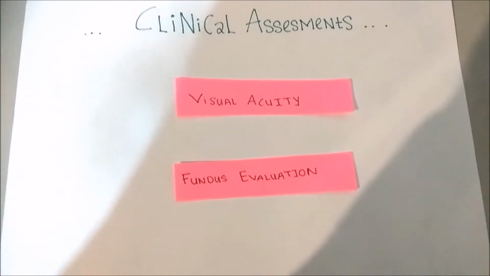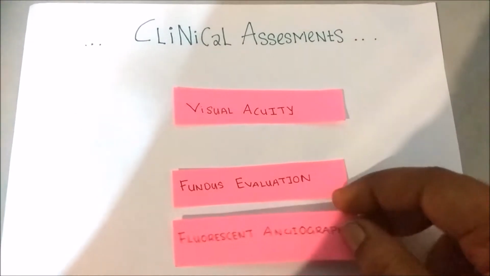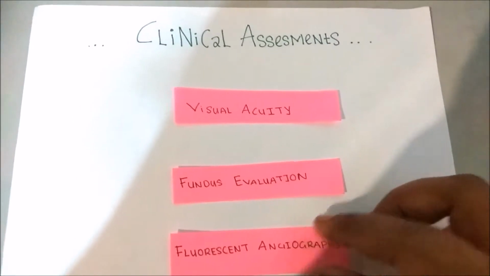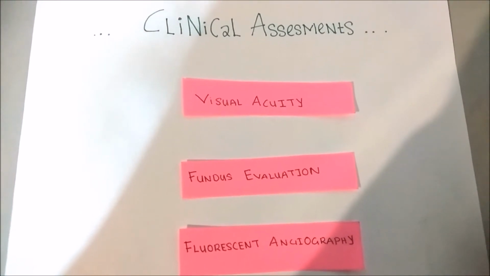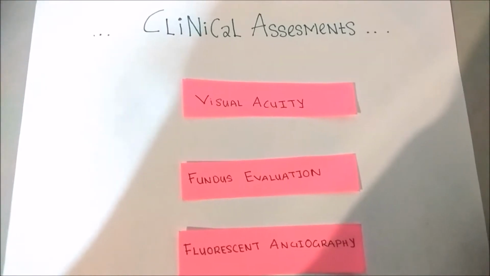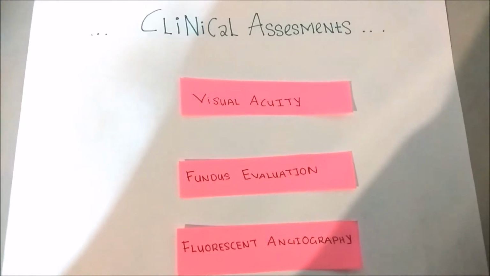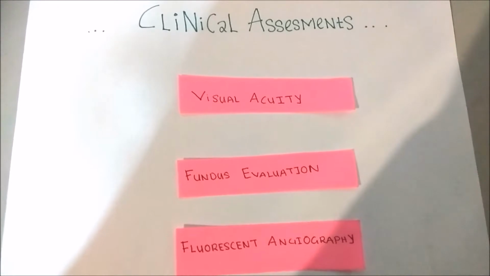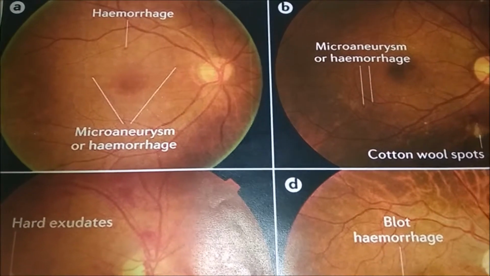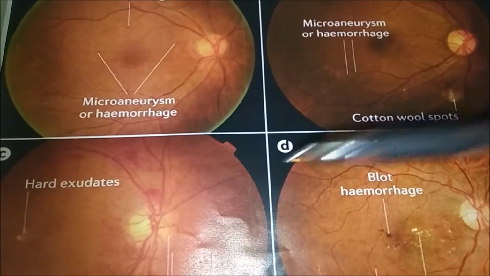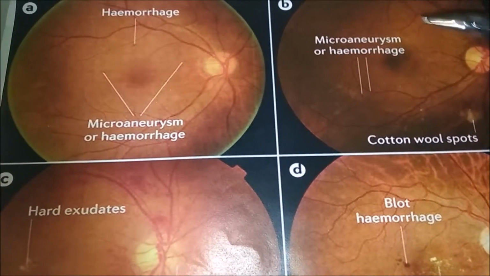And another thing which can also be done is fluorescein angiography. This is a helpful test to identify the leakage of blood vessels and also the edema of the retina. So these are the important assessments that need to be done before we diagnose diabetic retinopathy. So we have 4 pictures here with different conditions in diabetic retinopathy.